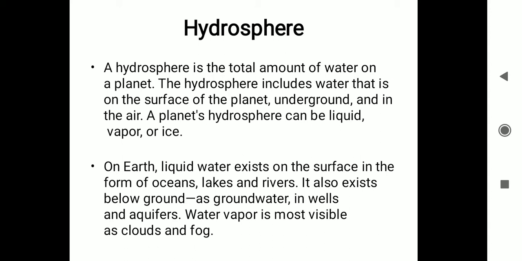Then our second point, on Earth, liquid water exists on the surface in the form of oceans, lakes and rivers. It also exists below ground as groundwater in wells and aquifers. And water vapor is most visible as clouds and fogs. So these are mainly three forms of hydrosphere on the planet: liquid, vapor and ice.